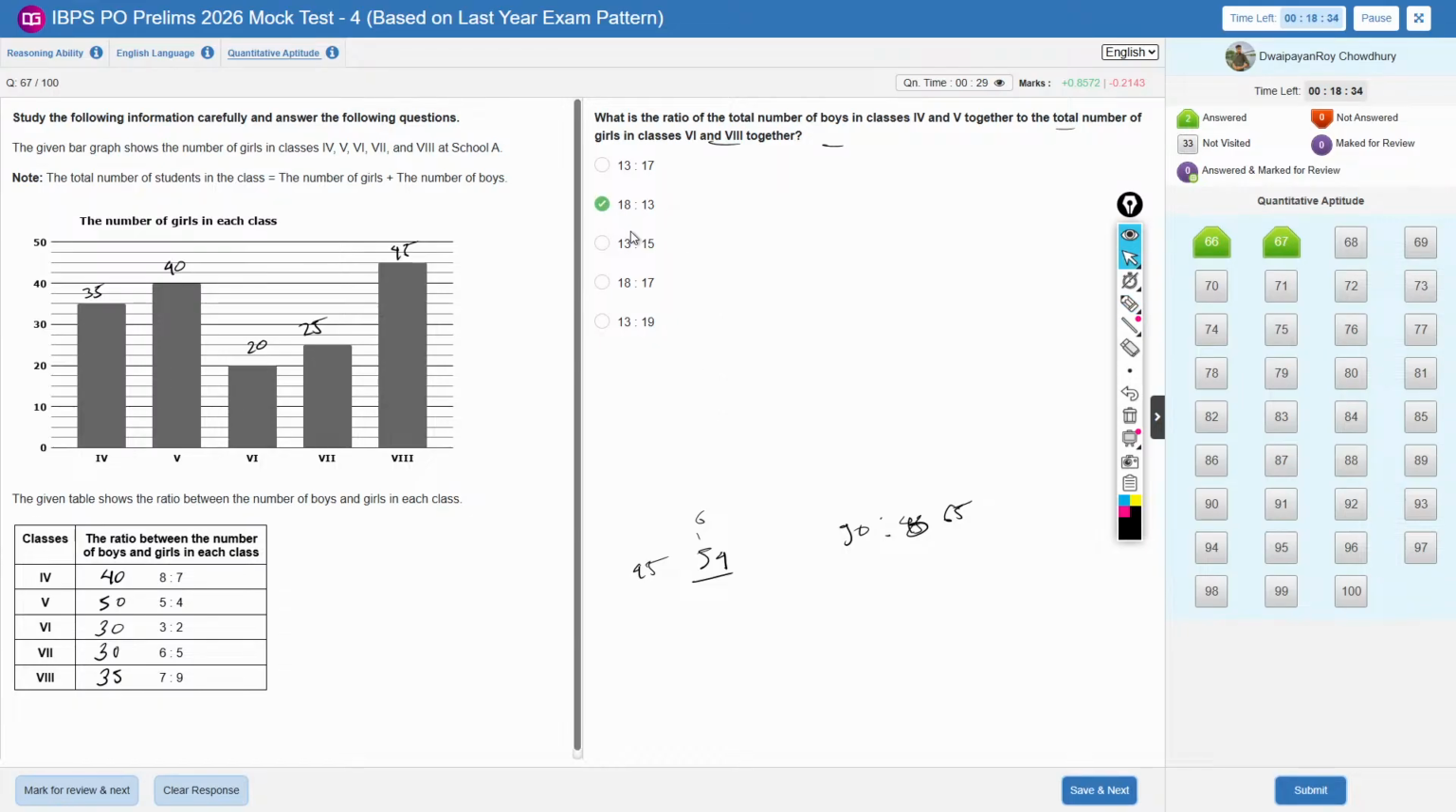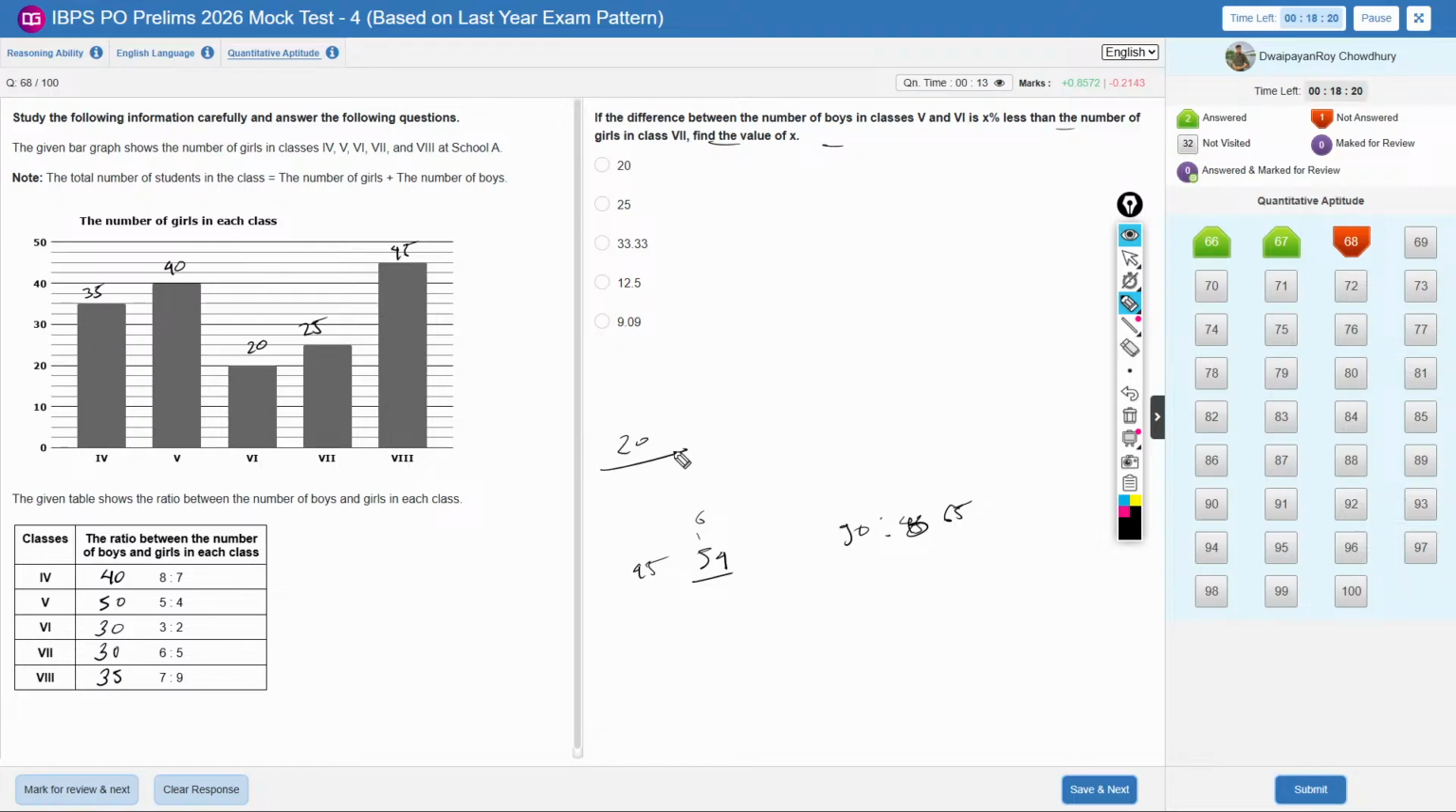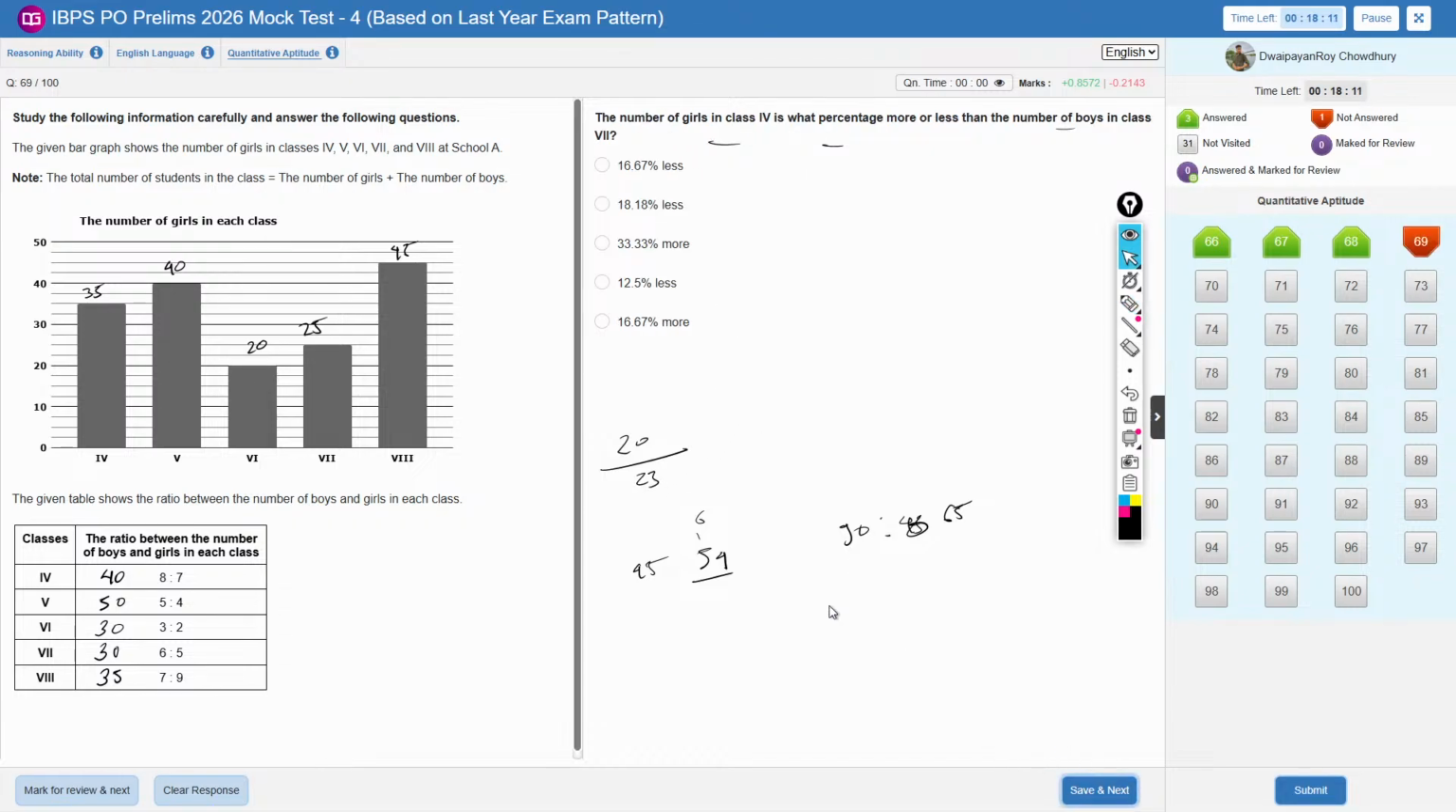So 13 and 18. The difference between the number of boys in class 5 and 6 is X% less. Okay, difference between boys in 5 and 6. So 20 is how much less than the number of girls in 7. So 25. So 5, 1, 5, 20. Number of girls in 4 is what percent more or less? Girls in 4, 35, what percent more or less than the boys in 7, 30. So 1 by 6. So, okay. So 1 less, more.